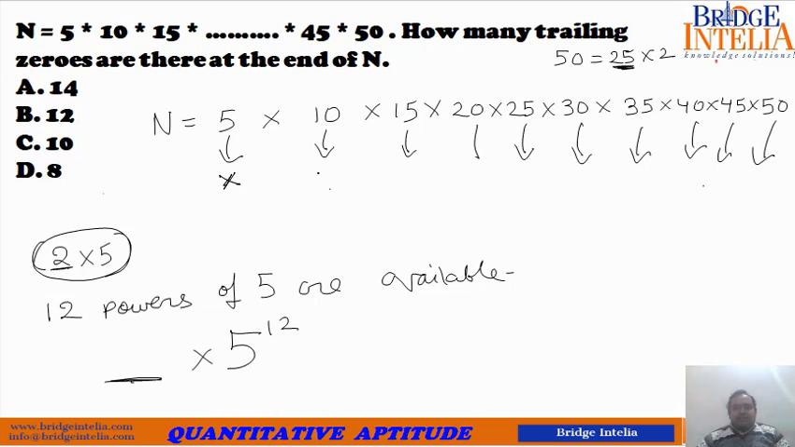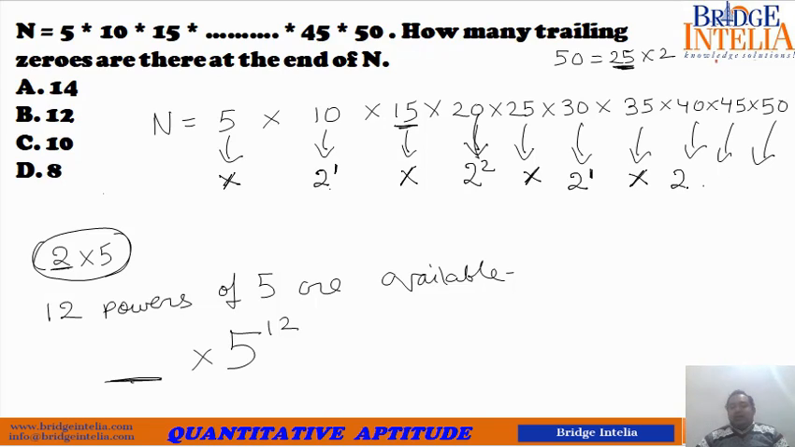From 2 you get 1 power of 2. This contains 2 to the power 1. From 15 you get nothing. There is no power of 2 here. From 20 you get 2 square because this is a multiple of 4. From 25 you get nothing. From 30 you get only 2 to the power 1 because this is a multiple of 2, not of 4, not of 8. From 35 you get nothing.